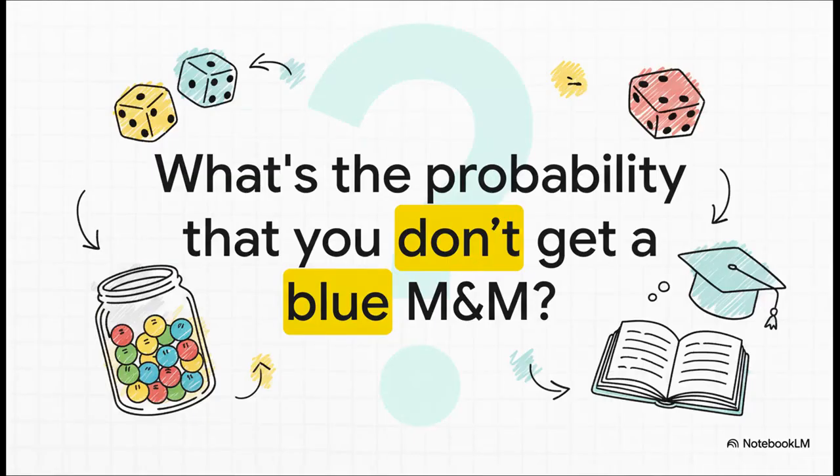So here's the question for you. You reach into a bag and pull out one M&M. What is the probability that it's not blue? Now, you could add up the probabilities for orange and green and red and yellow and brown, but trust me, there's a much faster way.